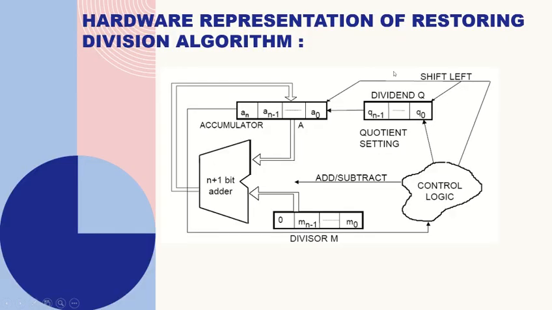After the example, let's discuss the hardware representation of the restoring division algorithm. Hardware representation basically means how the system looks physically. The diagram represents how the system looks. It consists of the control logic, which tells the operation to be done, then the accumulator, then the divisor, a one-bit adder, and the dividend Q.